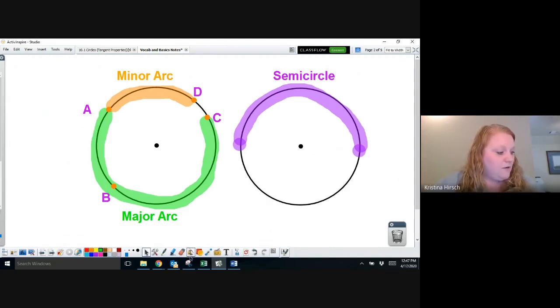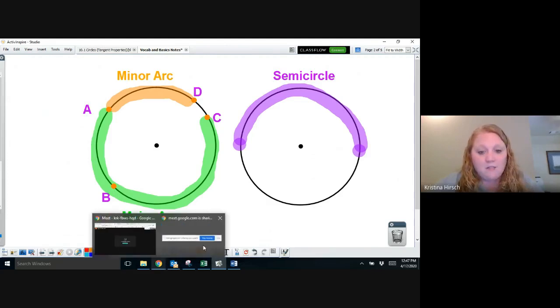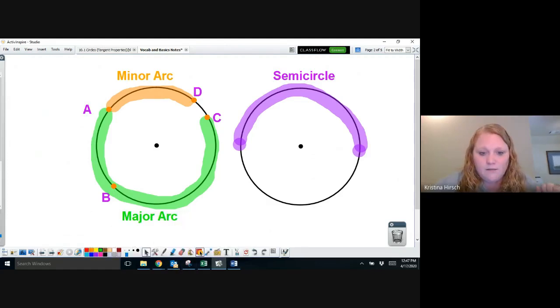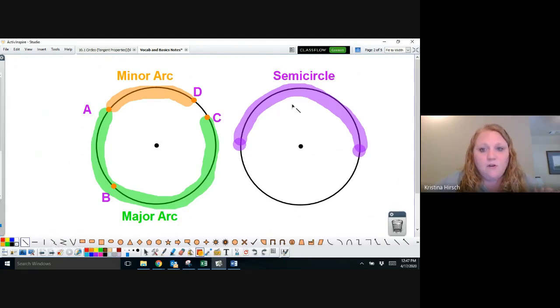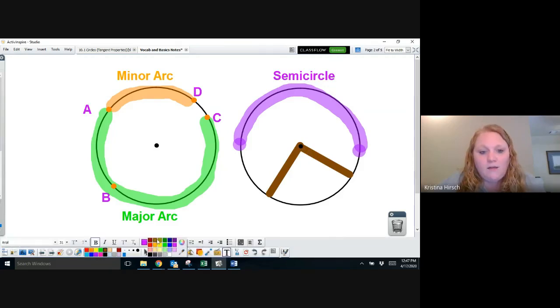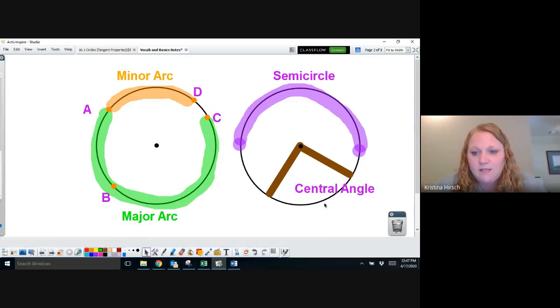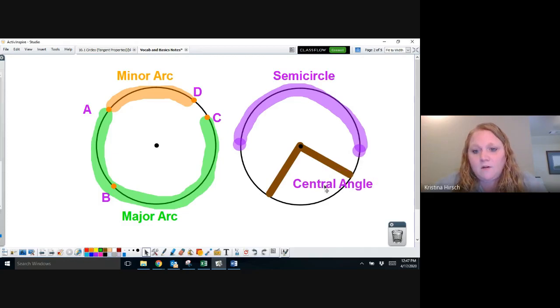Now, you also have 2 other terms called a central angle and an inscribed angle. A central angle starts from the center and creates an angle. It can go beyond the circle, but the key is the vertex has to be on the center of the circle. So this is a central angle. The key is the vertex is at the center of the circle. That's a central angle.